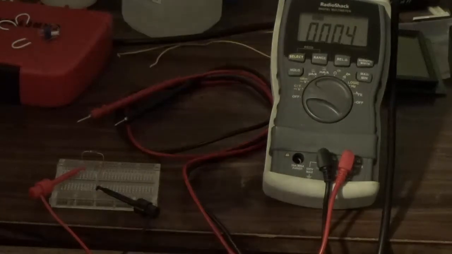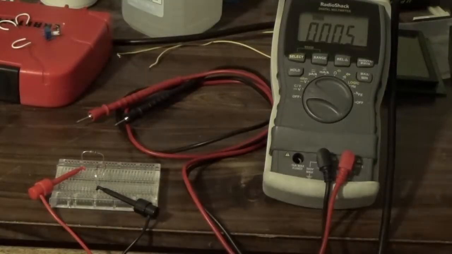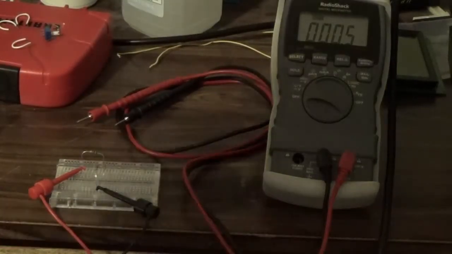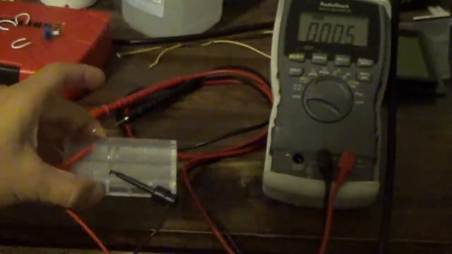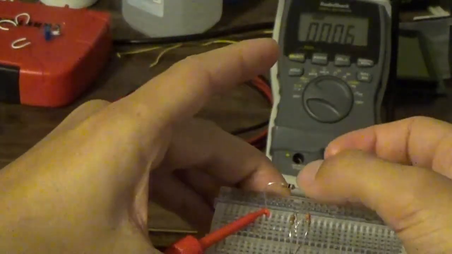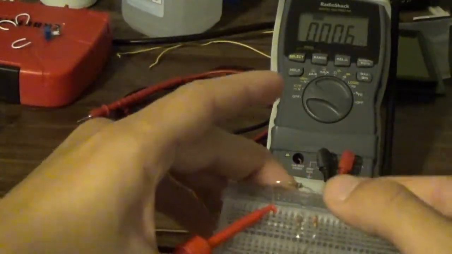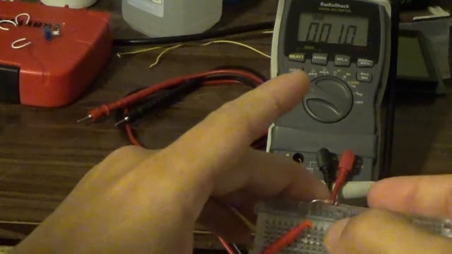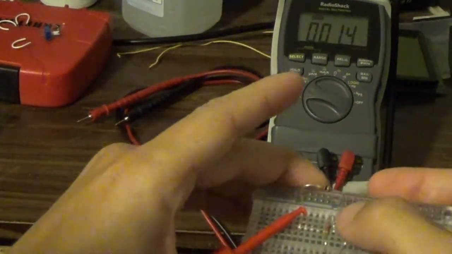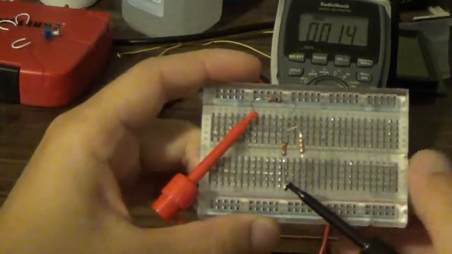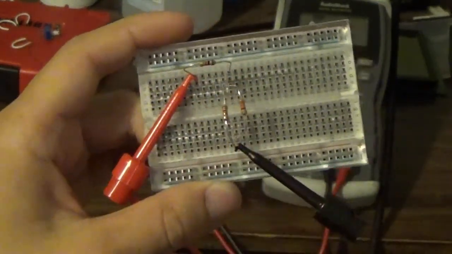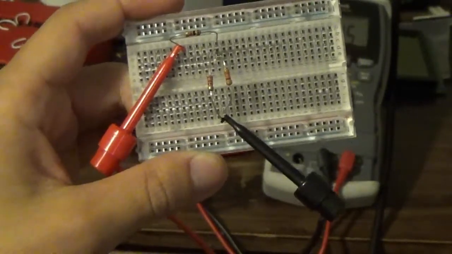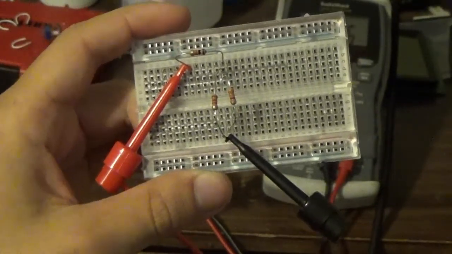Alright guys, here we are over at the bench. I have a simple circuit wired up, which is the exact circuit that we did on the board. I have a 1 kilo ohm resistor right here, a 2.2K resistor right here, and a 3.3K resistor right here. You guys may see the colored bands on each of the resistors. That is how you determine what value a resistor is.